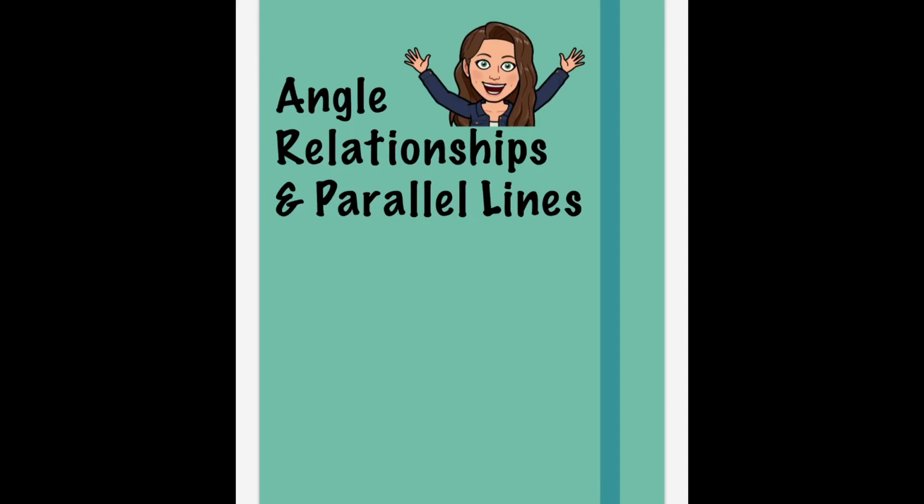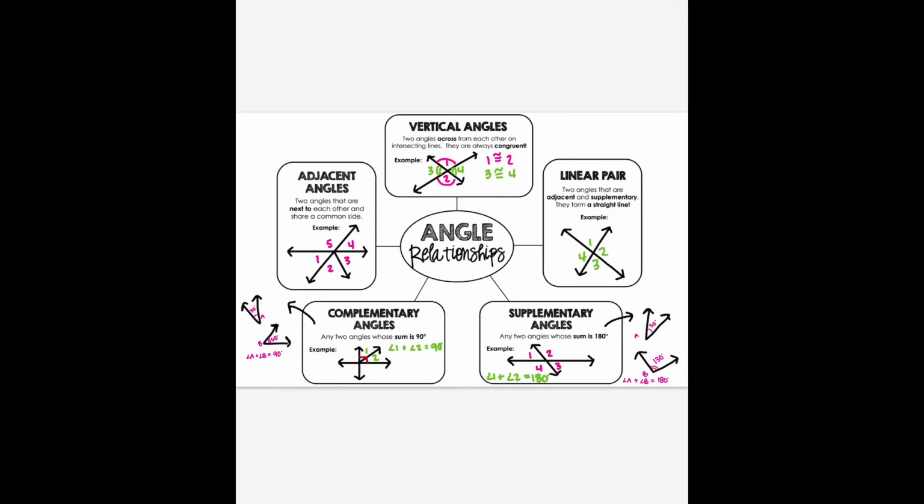We are going to talk about angle relationships and parallel lines. So the first thing we're going to discuss is just some of the basic angle relationships. We've already talked about vertical angles. If you have angles formed by two lines that are intersecting, then the angles that are across from each other are congruent.